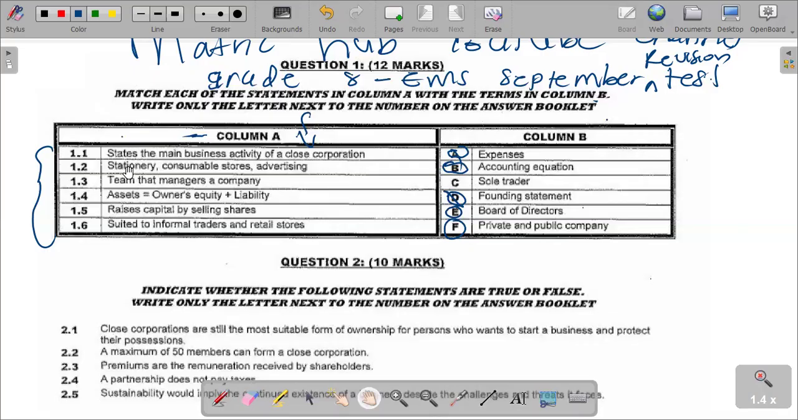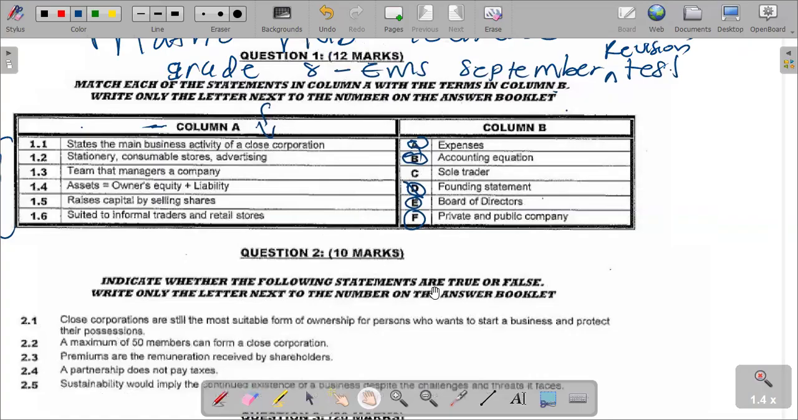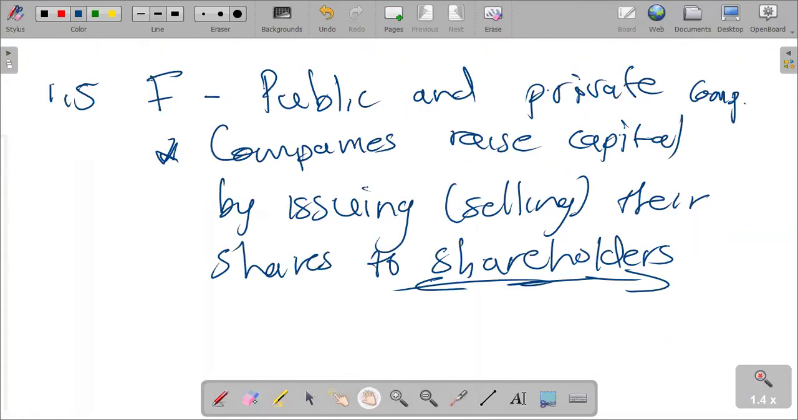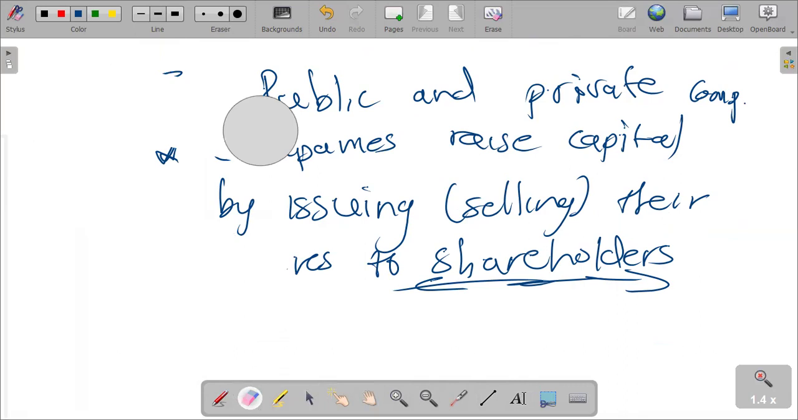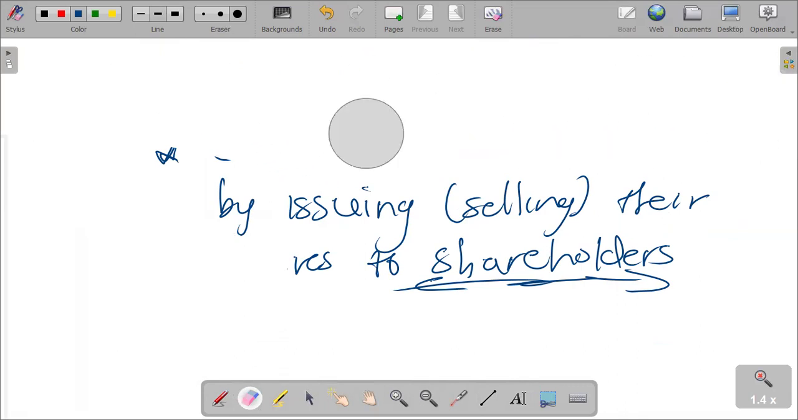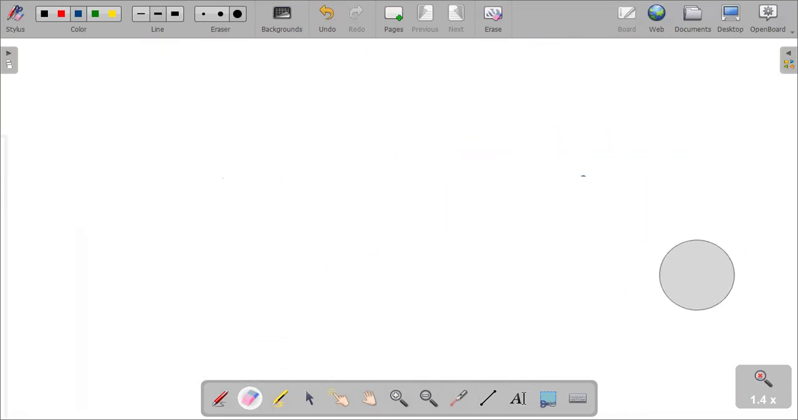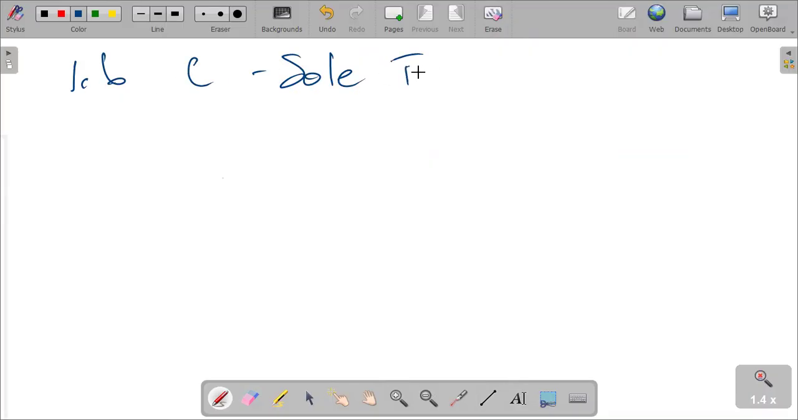All right. So who are these people? These are your sole traders. So 1.6, let's quickly go back here. 1.6 will be C, sole traders. So let's explain it a little bit further. As I said, these are the people who just decided to start a business. So 1.6 will be C, which is your sole trader.